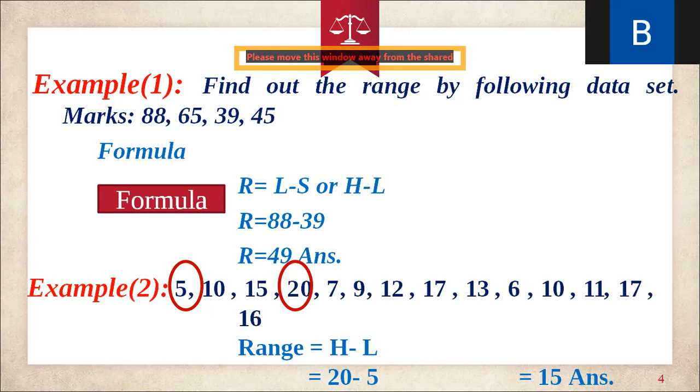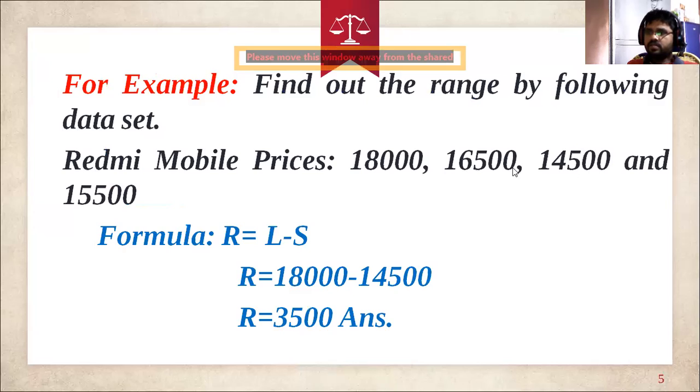So next we will go for another example, which is very useful and very easy. Find out the range for the following data set. For example, when you are purchasing mobiles, the prices are very different. I have taken only 4 mobile prices. I'm assuming that the price of one mobile is 18,000. Another Redmi mobile is priced at 16,500, another is 14,500, and another is 15,500. So there are 4 Redmi mobiles available in a particular shop.